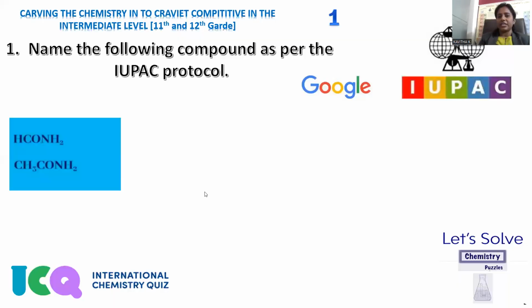Let's enter into today's session. First question is given from IUPAC nomenclature. Name the following compound as per the IUPAC protocol. IUPAC stands for International Union for Pure and Applied Chemistry, right? So as per the IUPAC, there are two compounds provided. One is, in general, called formamide, and the second is called acetamide. This is general terminology. As per IUPAC protocol, we need to assign perfect, systematic naming to these two compounds. Let's see how we can name them.